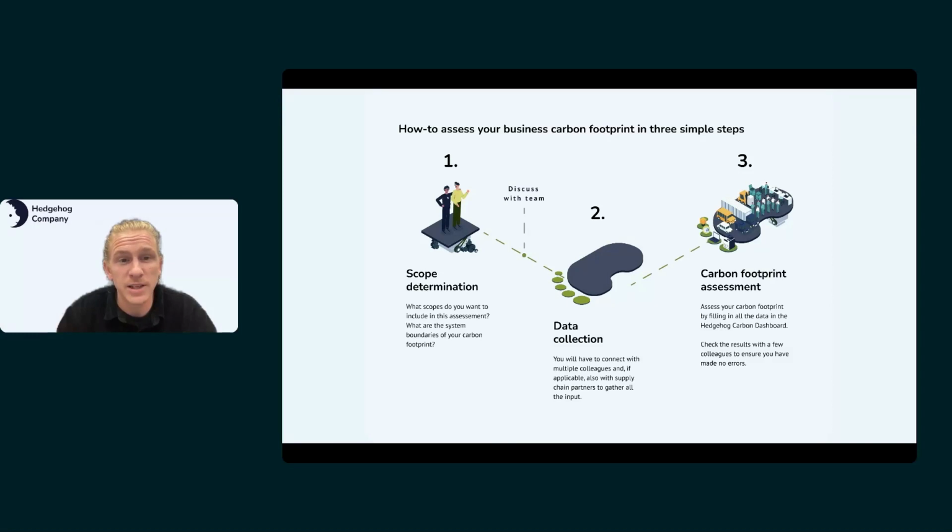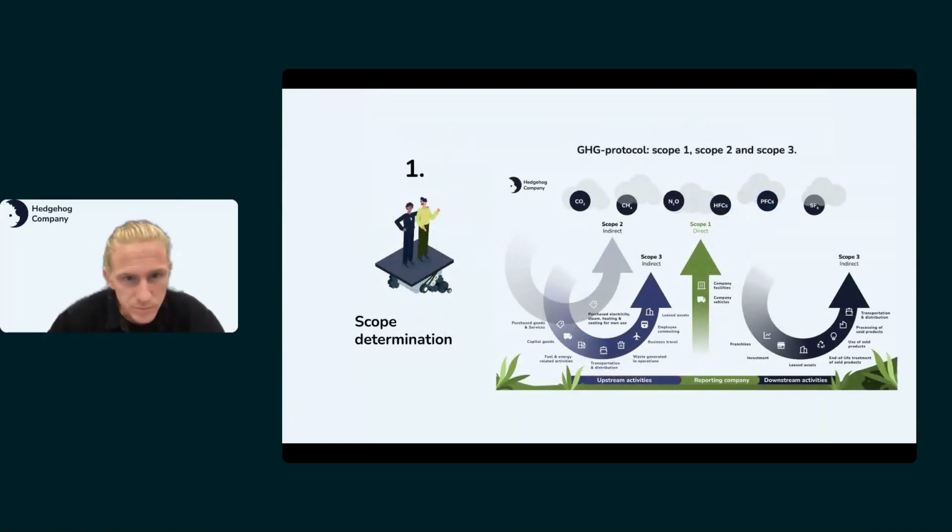Starting in step one, the determination of the scope of your study. So this is really answering the question: what is the system of analysis that I'm going to do my carbon footprint upon? What sources am I going to include? What sources am I going to exclude? These sources, as mentioned in the theoretical bit, are adopted from the greenhouse gas protocol.